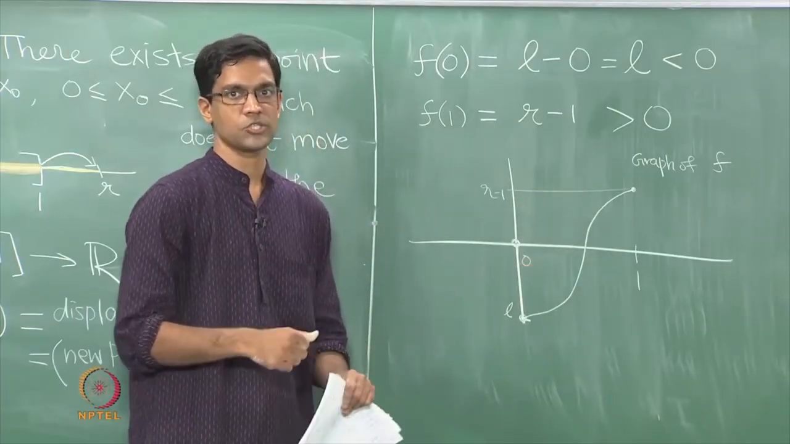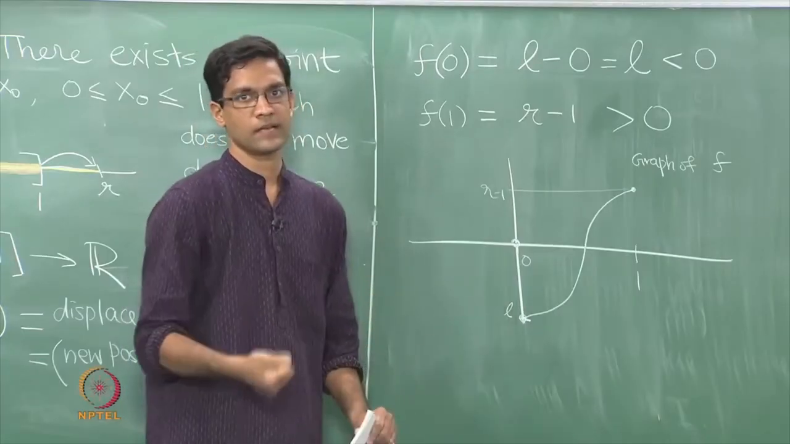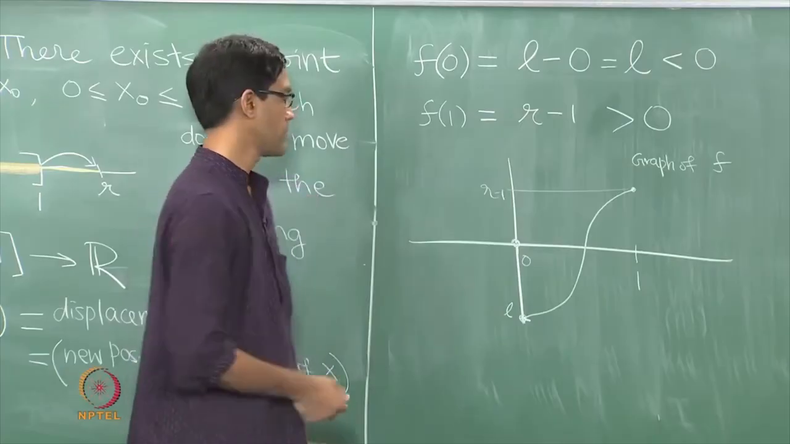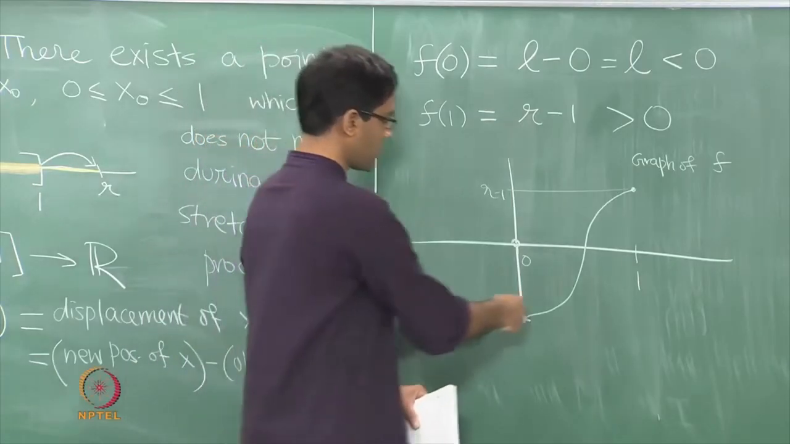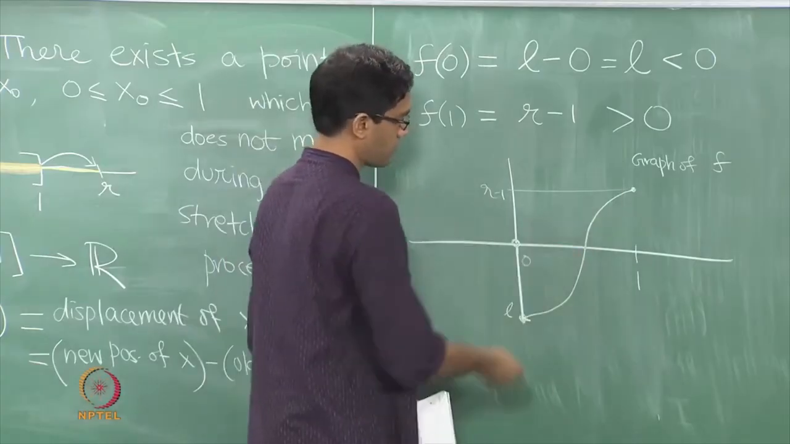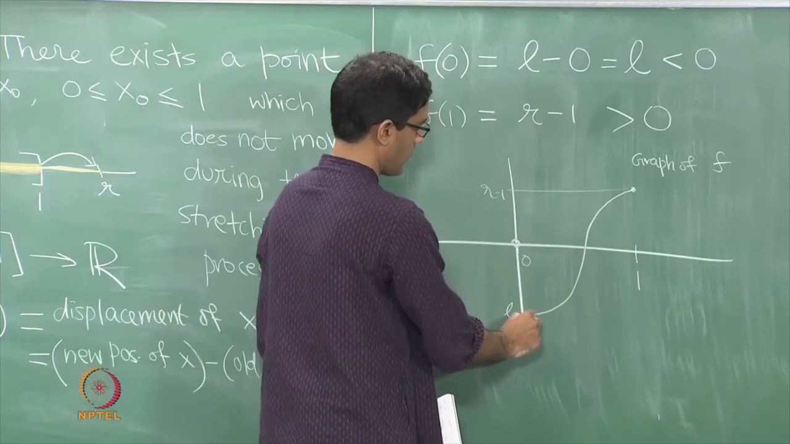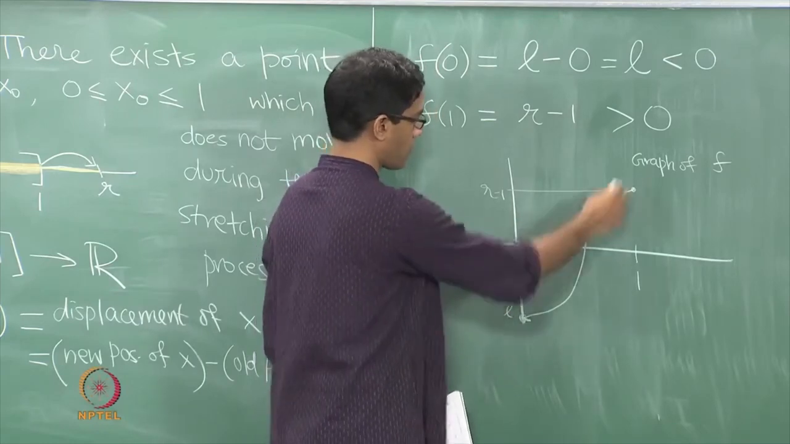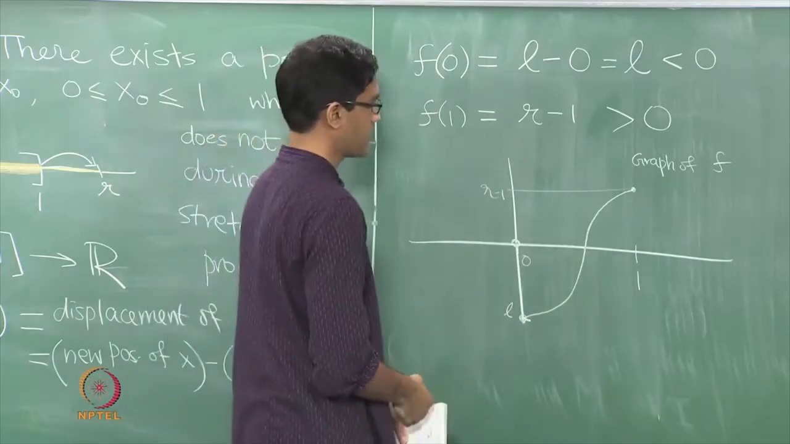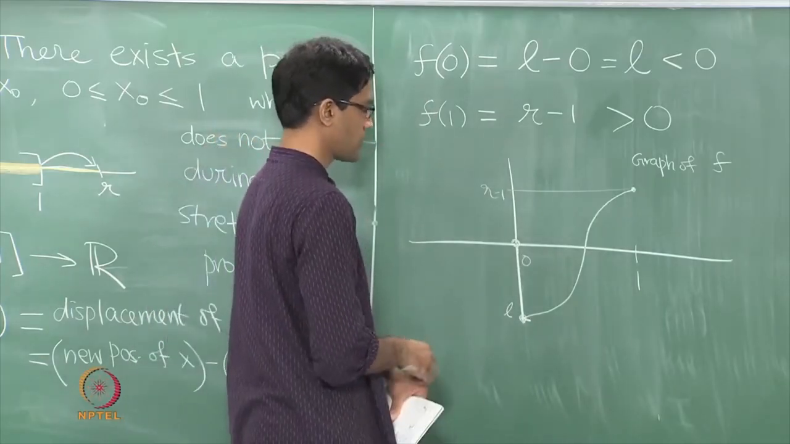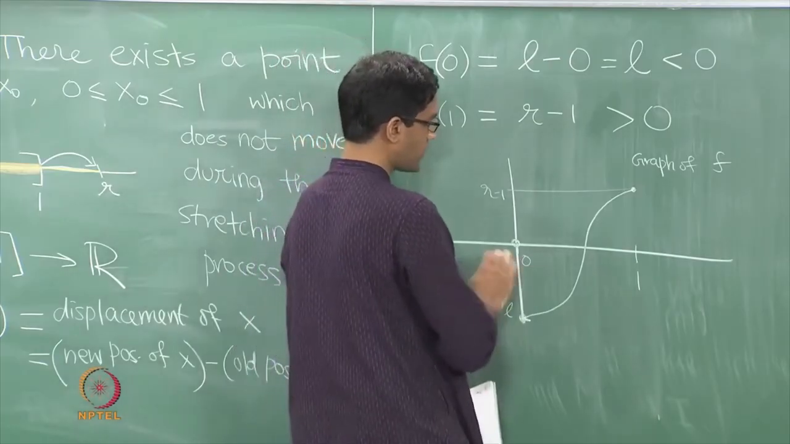So what does that mean? That of course means that the displacement of x naught is 0. So what is f of x naught? 0 means that it suffers 0 displacement. In other words, its new position is the same as its old position. New position of x naught is the same as the old position. In other words, x naught does not move, and that's exactly what we wanted to prove.